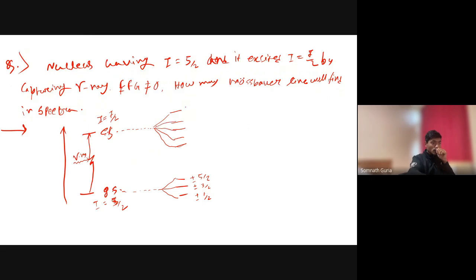Okay, so plus minus 7 by 2, plus minus 5 by 2, plus minus 3 by 2. Oh, 4 lines, sorry. And plus minus half.